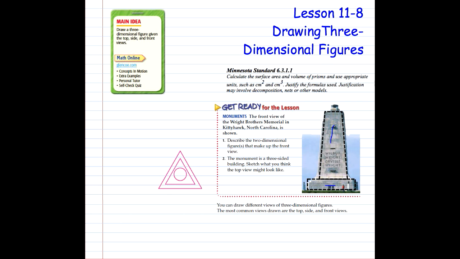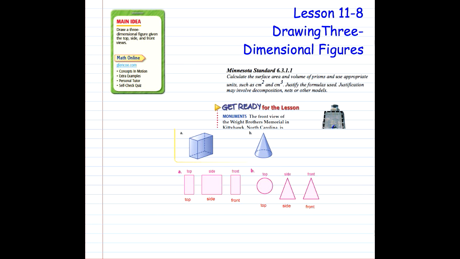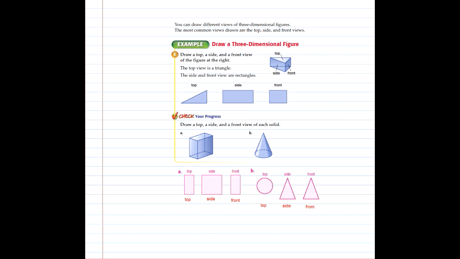You can draw different views of three-dimensional figures. The most common views are top, side, and front. Draw the top, side, and front view of the figure at the right. The top view is a triangle, the side view is a rectangle, and the front appears to be a smaller rectangle, could possibly be a square.